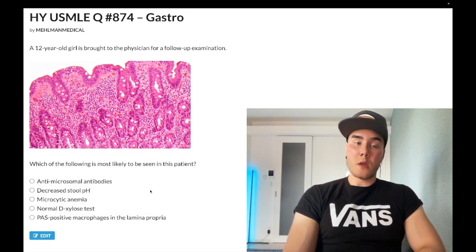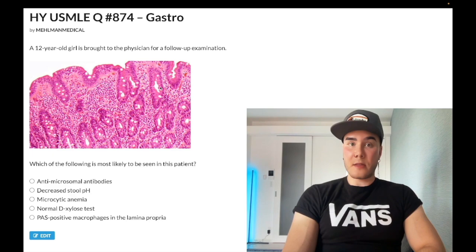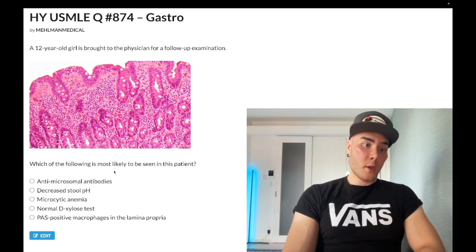They want you to know that decreased stool pH is specifically lactose intolerance on USMLE, and you're going to see normal intestinal villi on biopsy in lactose intolerance, okay? So you have deficient disaccharidase lactase at the brush border, so you can get osmotic diarrhea because you have high solute concentration within the small bowel lumen. Wrong answer.